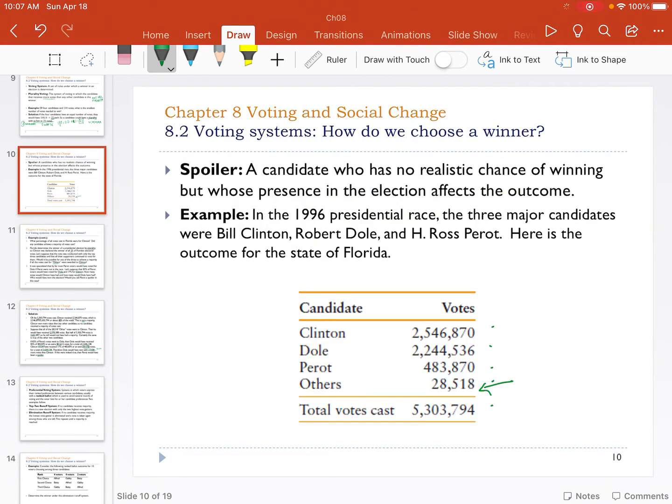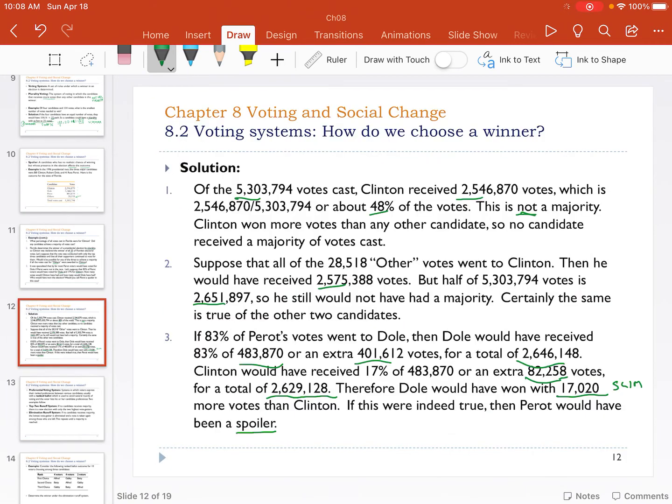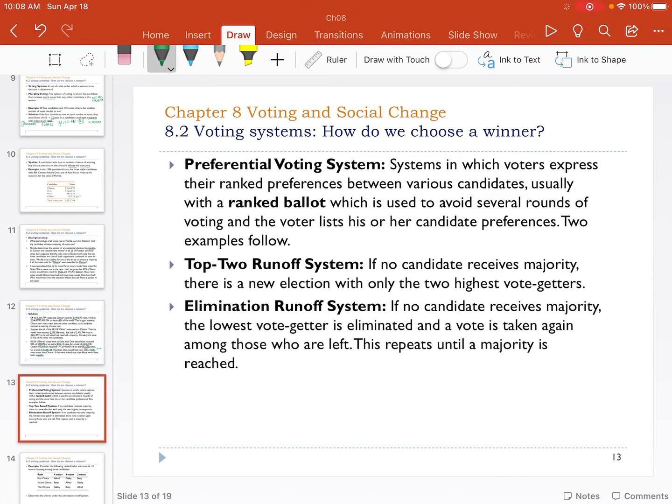He didn't really have much chance to win. Now, of course, his campaign thought they did. But just look at the definition of spoiler. Candidate has no realistic chance of winning, but how do you define that? Sometimes it's a bit ambiguous. But his presence in the election affects the outcome. So in this case, he apparently would have affected the outcome. But of course, you're making an assumption that so many of the votes will go to Dole. And that probably is the case, but nobody knows for sure. Nobody would ever know for sure. You could try exit polling or something like that and get an approximation.